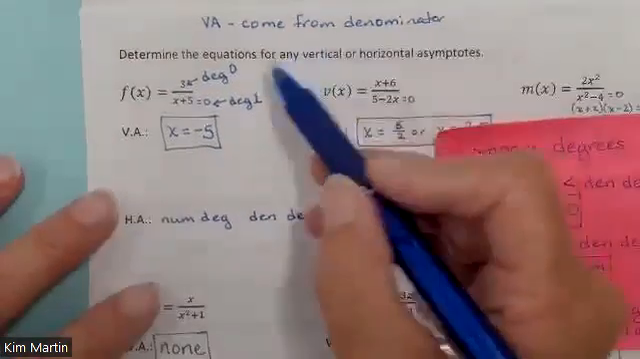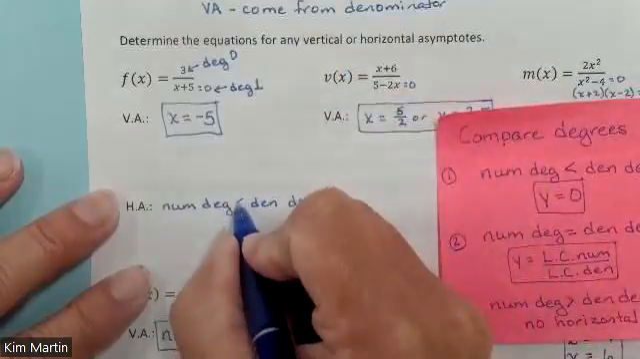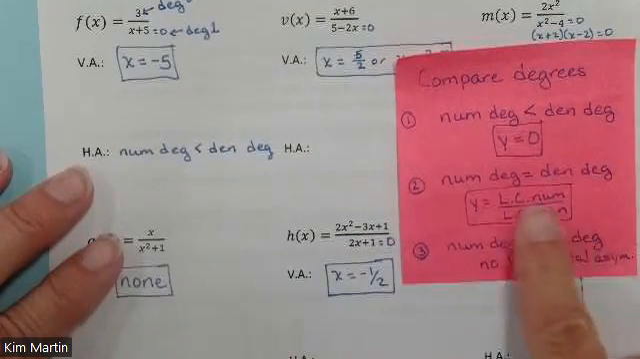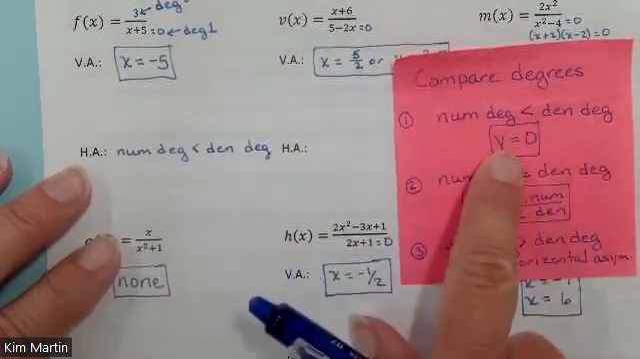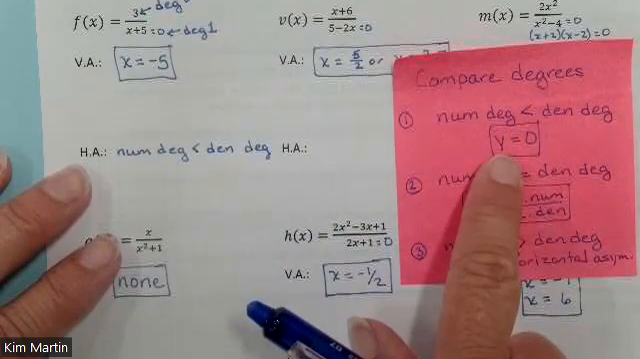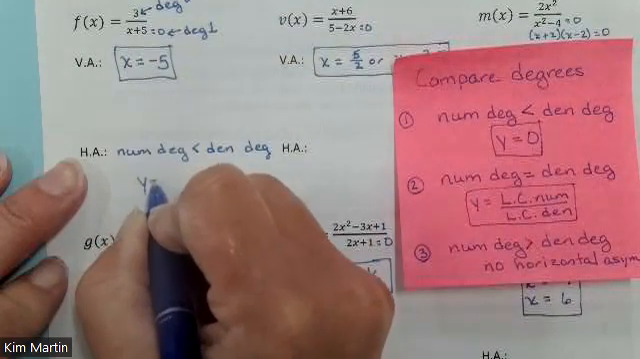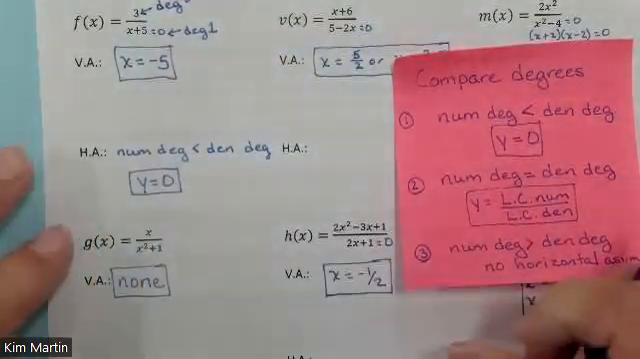Okay, so this tells me that the degree of the numerator is less than the degree of the denominator. So this is where you go to your handy dandy notes over here, or wherever it is on your paper. If that's the case, where's my horizontal asymptote? Y equals 0, okay? All right, let's go to this next one.